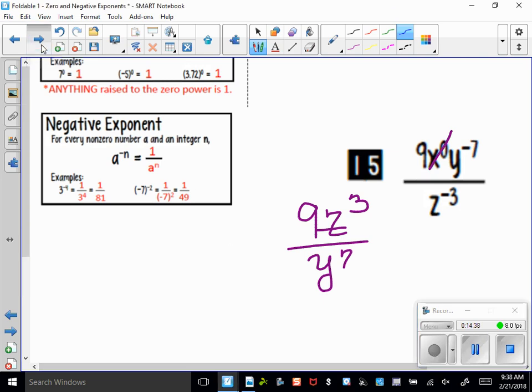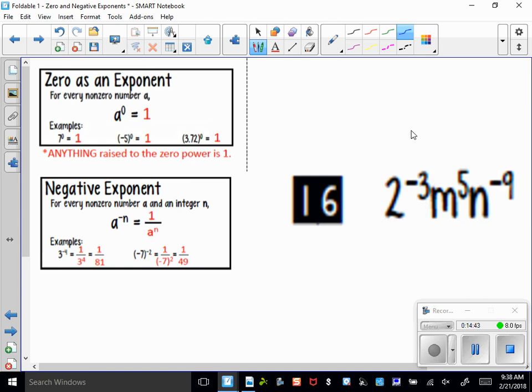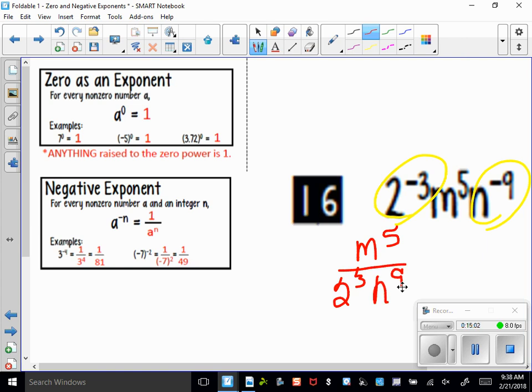All right, next one. Let me walk through this one together. See where the negative exponents are, and sometimes what you want to do is circle the ones that are negative because you don't really need to bother with the others. So the m to the 5th will stay where it is. I'm going to put the 2 to the third down here so it'll be positive. And so this will be positive. And now I can say that 2 to the third power: 2 times 2 is 4, 4 times 2 is 8.